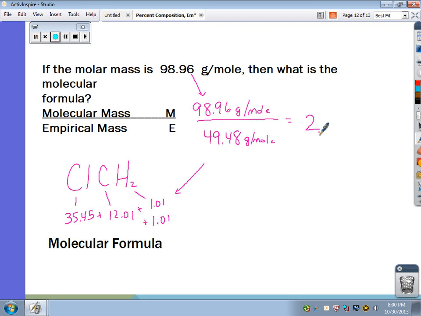So what does that mean? That means you take ClCH2 and you multiply it by 2, because what you really have is twice as heavy as your empirical formula. So your answer should be Cl2C2H4.